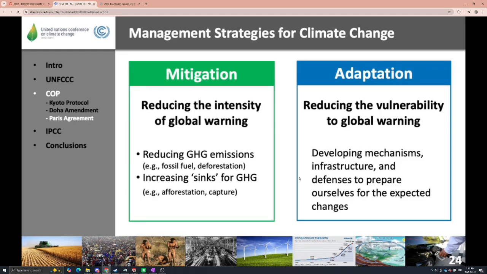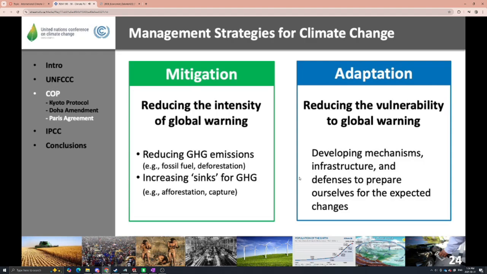Mitigation refers to all actions that reduce the intensity of global warming. So this includes efforts to reduce emissions or to create new sinks for greenhouse gases to absorb those gases. Examples for this are reforestation initiatives, because forests hold carbon, or carbon capture and storage programs that suck CO2 out of the atmosphere and store it in geological structures to permanently remove it from the atmosphere.